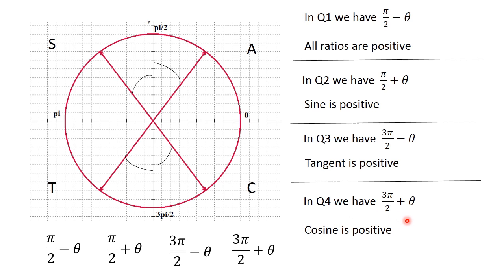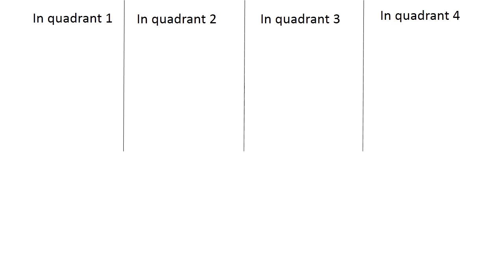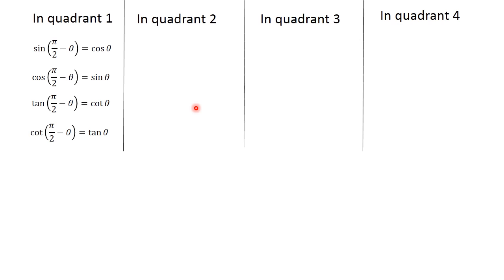Now let's see if we can put all of this together along with what we started off with, which was the main cofunction identities. I'm going to repeat the first cofunction identities. In quadrant 1, we said that the sine of pi over 2 minus theta is equal to the cosine of theta. Cosine of pi over 2 minus theta is equal to sine theta. Tangent of pi over 2 minus theta is equal to cotangent theta. And cotangent is equal to tangent. Now, all of those are positive because we're in the first quadrant. But things will change when we get to the second quadrant.